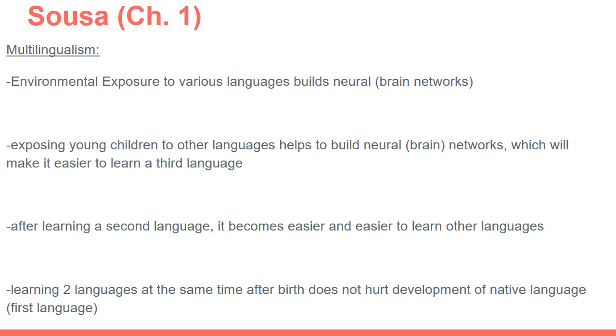And they've also done studies that learning two languages from birth at the same time does not hurt development of the native language or the majority language. So if a bilingual family was worried that they would hurt their children's ability to learn English if they taught them both English and Spanish, they would be incorrect. There would be no negatives with one parent, for example, speaking only in English to the child and the other parent speaking only in Spanish to the child.